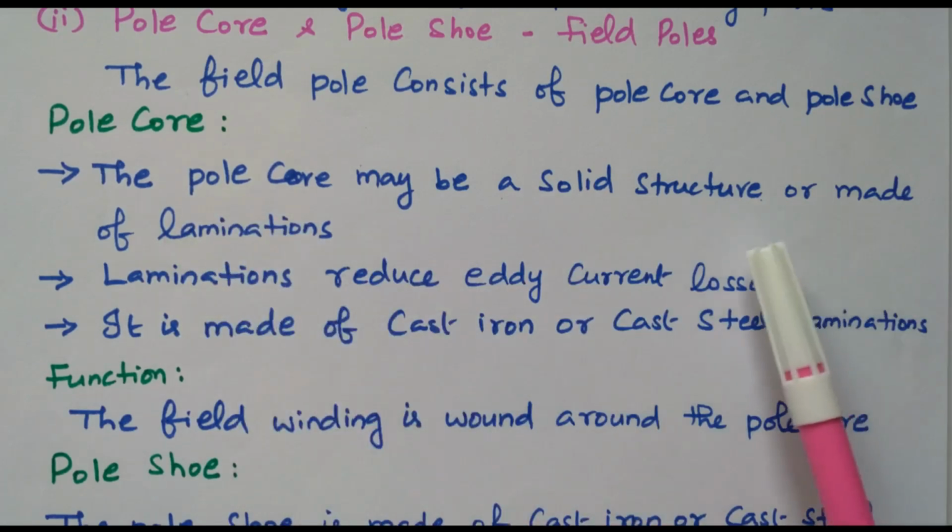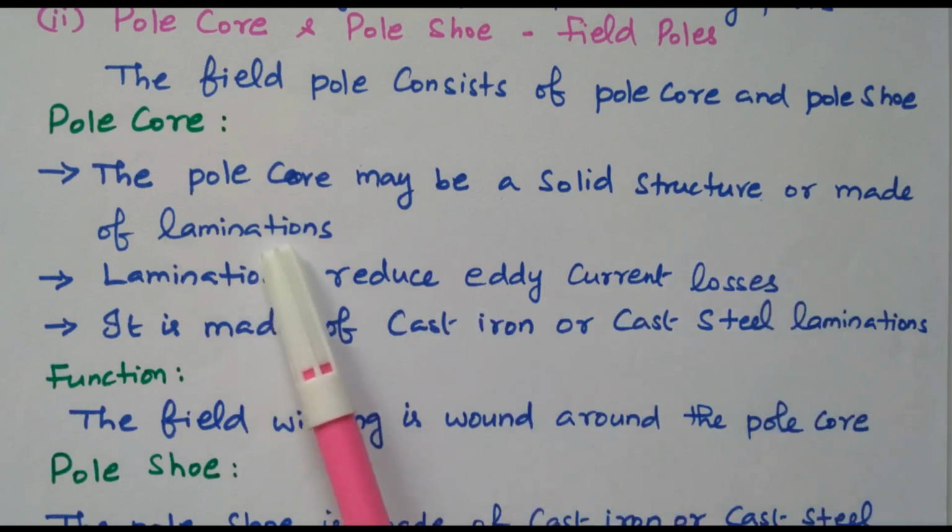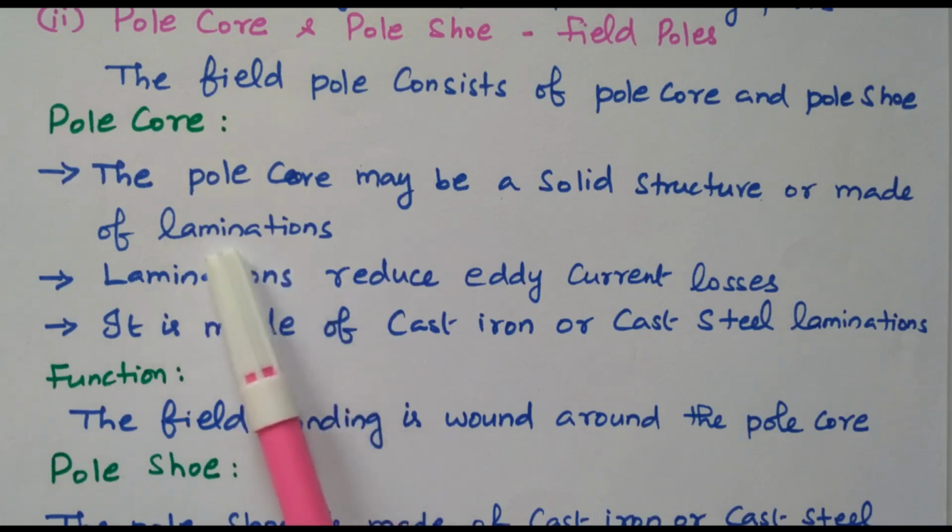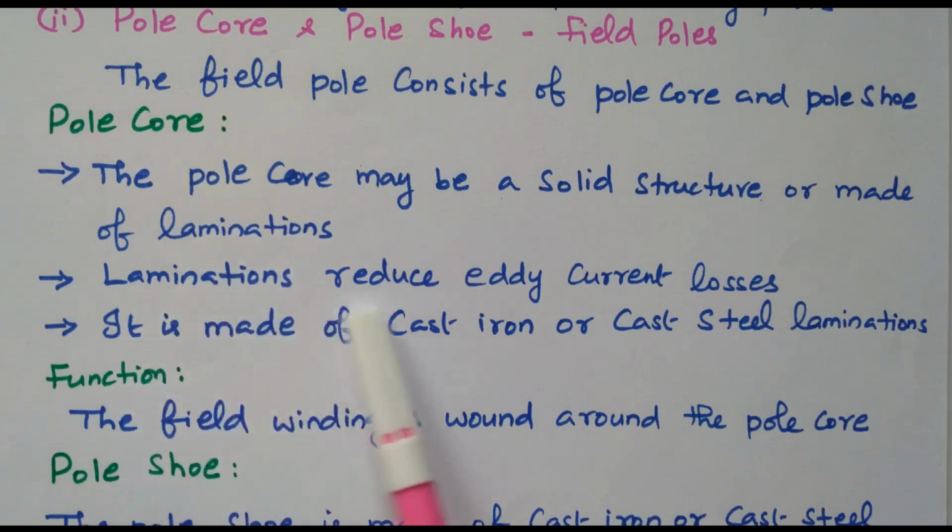It may be a solid structure, but normally it is based on lamination, like thin sheets, like a notebook. Every sheet is laminated so that we can reduce the losses. Lamination reduces the eddy current loss. It is made up of cast iron or cast steel lamination, right.